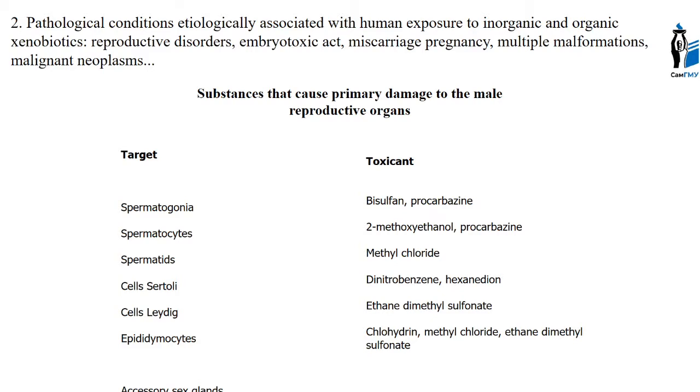Substances that cause primary damage to the male reproductive organs. Spermatogonia: toxicants busulfan, procarbazine. Spermatocytes: 2-methoxyethanol, procarbazine. Spermatids: methyl chloride.